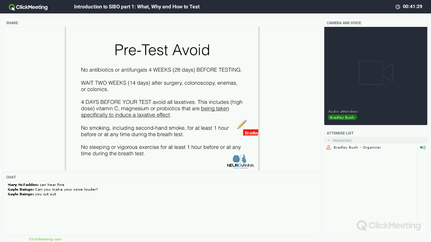And then, sad to say, but we have to tell people still, no smoking or secondhand smoke for at least 1 hour before the breath test, because that will disrupt the gas measurements. And then the other one is no sleeping or vigorous exercise for at least 1 hour before or during the test. Now, the test takes 3 hours to perform, but yet patients aren't always doing anything for 3 hours.